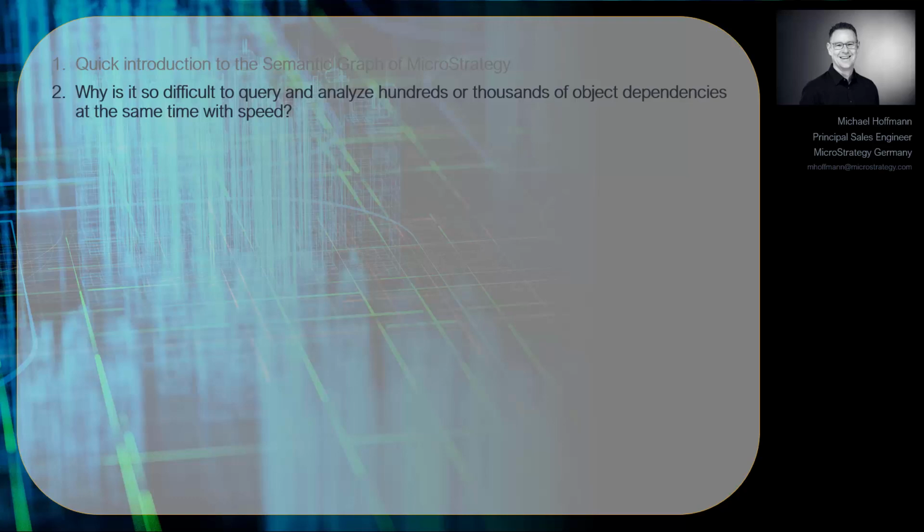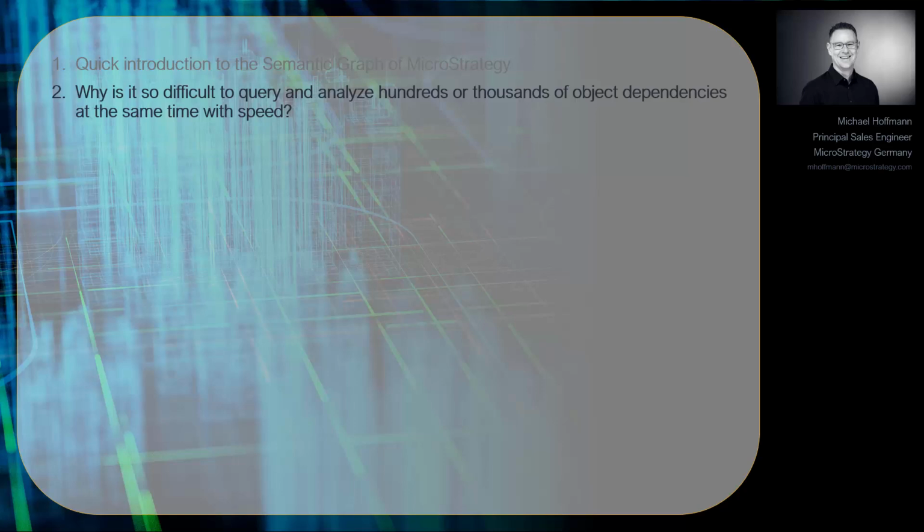So the corresponding data model of the semantic graph is not a typical reporting or warehouse data model with lookup tables, with fact tables, with a snowflake schema or so. The model of the semantic graph is very optimized for the usage of single objects or a few objects and their relationships, and to maintain these objects within MicroStrategy.